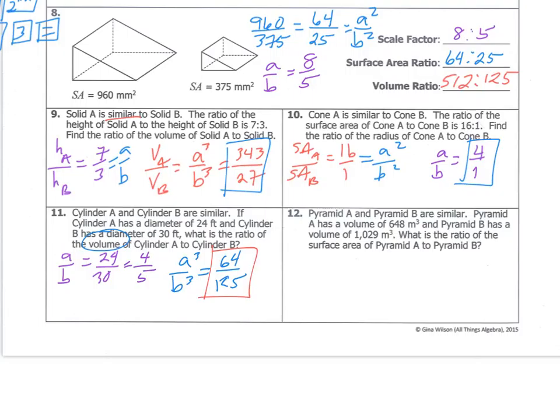And then this time I want you to discuss with your table group how you're going to do 12. You've got 2 pyramids that are similar, they've given you the volumes of both of them, and they want the ratio of the surface area. So if we need surface area, we have to have something in order to do surface area. So use the volume to get that something in order to find surface area.